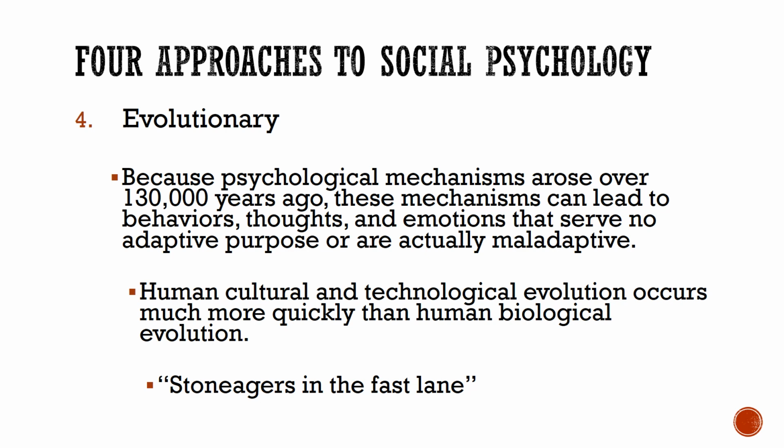Biologically, humans are pretty much the same as they were 100,000 years ago. Culturally and technologically, though, that's not the case. This is why one evolutionary theorist called human beings Stone Agers in the fast lane.